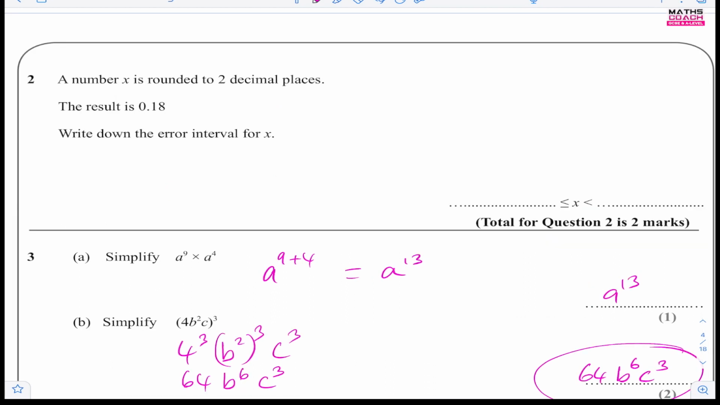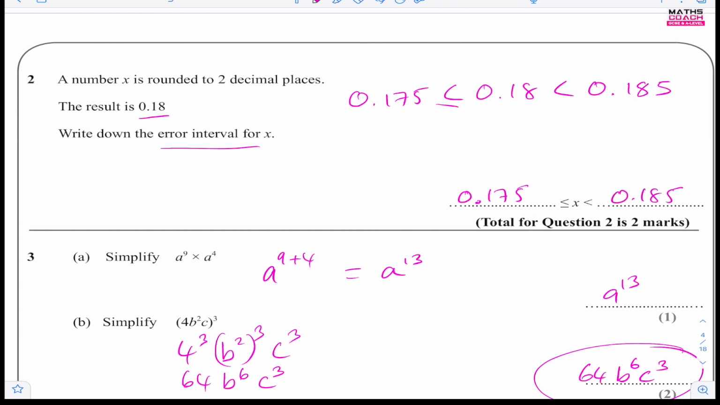Question 2. A number is rounded to 2 decimal places and the result is 0.18. Work out the error interval. So 0.18 has been rounded. So we know that it has been rounded to 2 decimal places. So the upper bound is going to be 0.185 and the lower bound is going to be 0.175. So 0.175 is going to be the lower and 0.185 is going to be the upper.